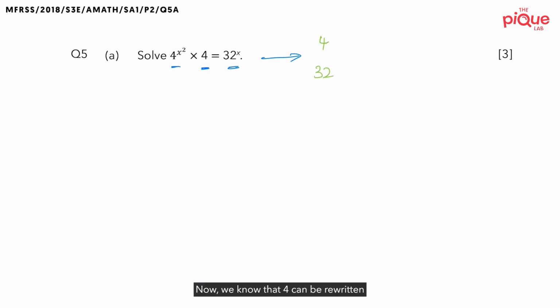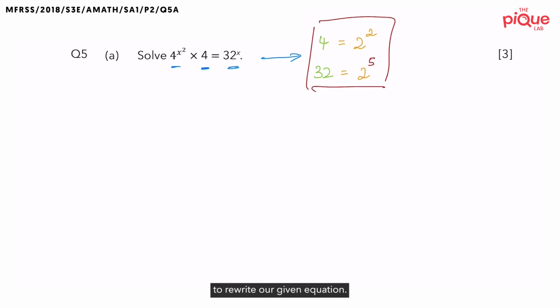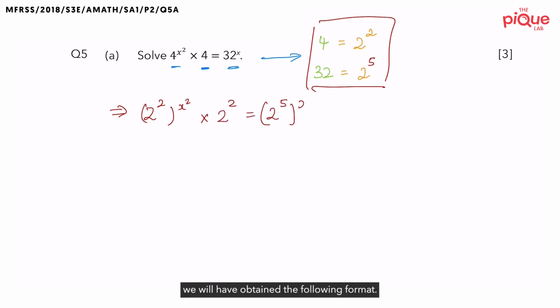Now, we know that 4 can be rewritten as the base term of 2 raised to the power of 2. What about 32? Can it also be rewritten to a base 2 term? Yes, it can. It will be 2 to the power of 5. Now, let us make use of this relationship here to rewrite our given equation. If we rewrite the terms accordingly, we will have obtained the following format.